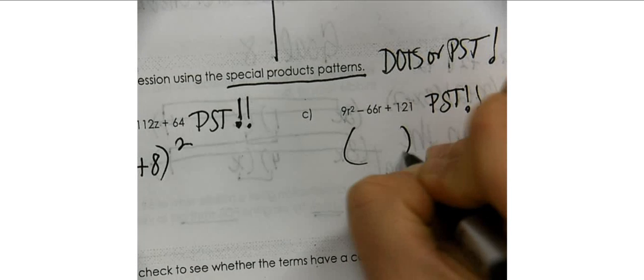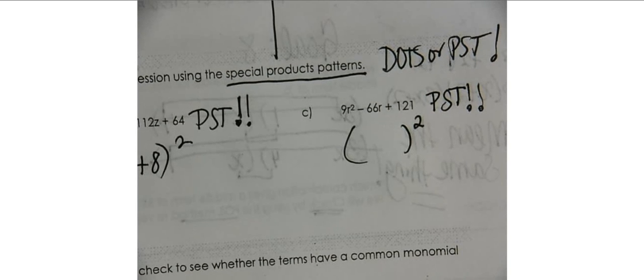For letter C, we also have 9r squared minus 66r plus 121. If you can imagine multiplying 9 times 121 and using that Xbox method, it'll be incredibly complicated. Don't do that to yourself. Recognize that this is a PST situation. So therefore, this is going to be a parentheses squared. That's what our final structure will look like.